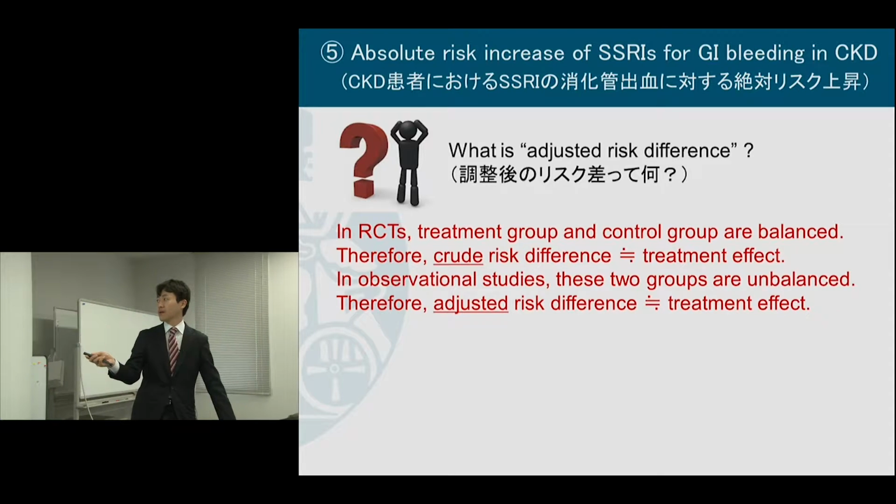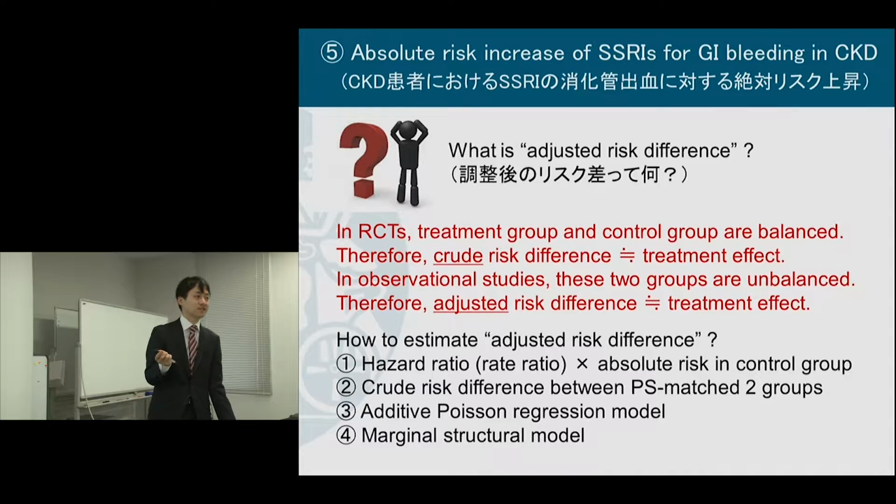So confounding adjustment is needed to estimate treatment effect. This was very new to me. And I consulted statisticians, and he suggested 4 or 5 options.